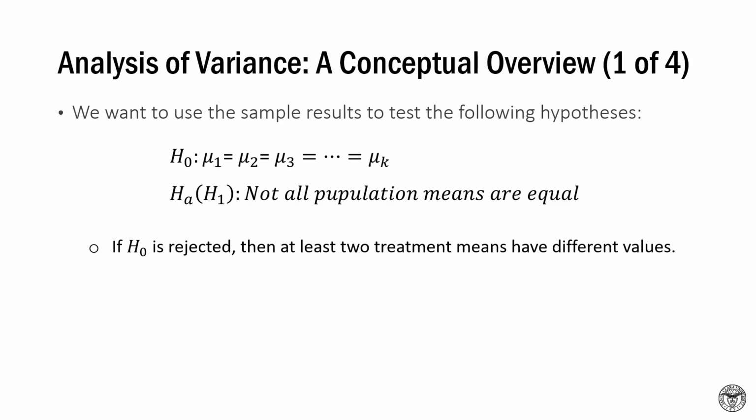In an experiment with K treatments, the null hypothesis states that all treatment means are equal. If the null hypothesis H0 is rejected, we cannot conclude that all treatment means are equal. Rejecting H0 implies that at least 2 treatment means differed significantly in their values.